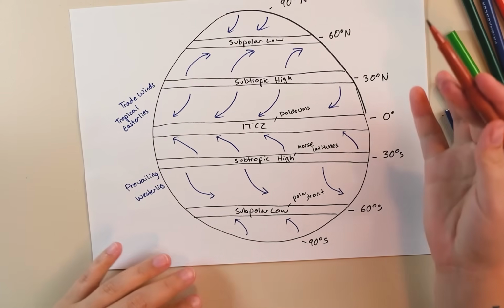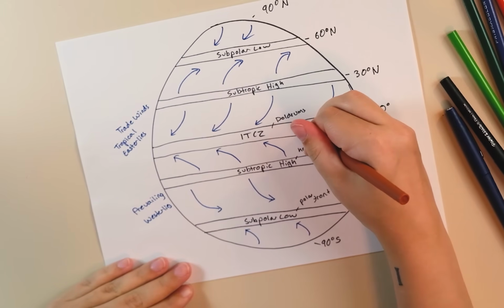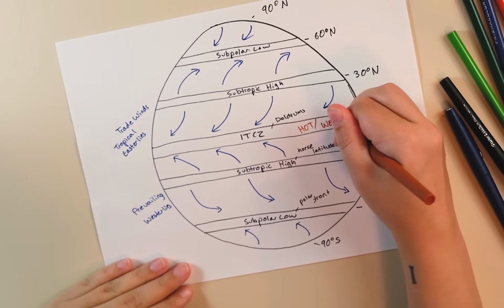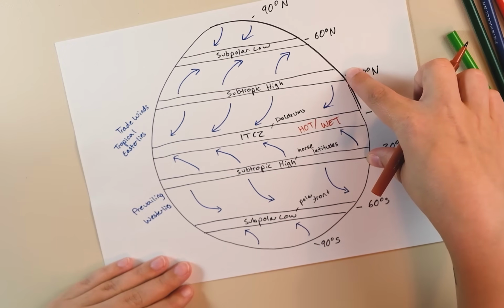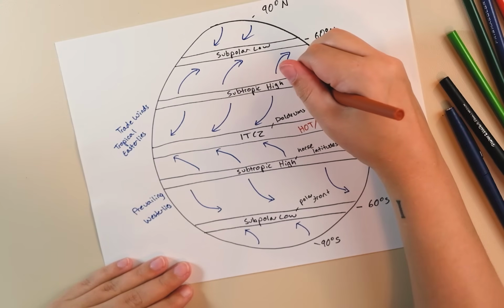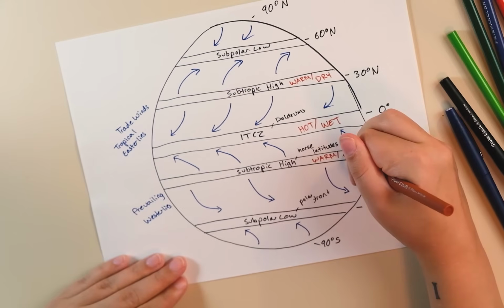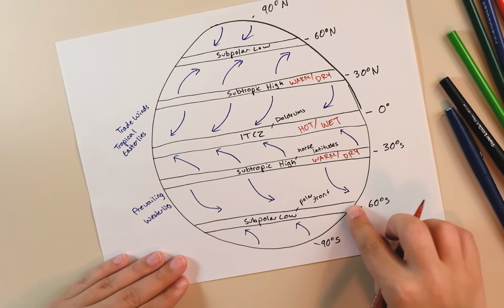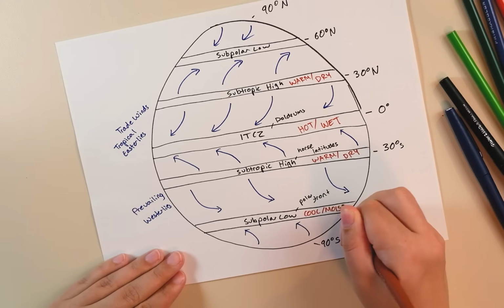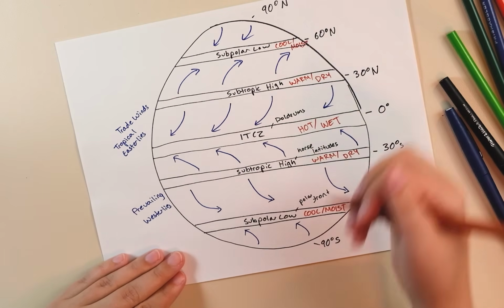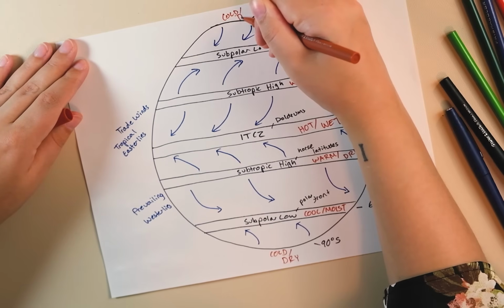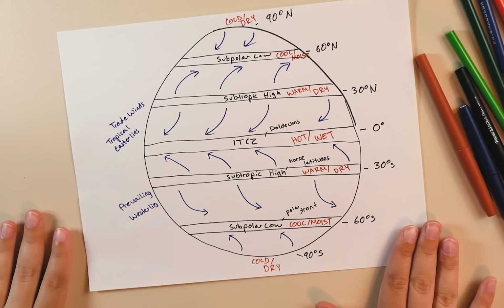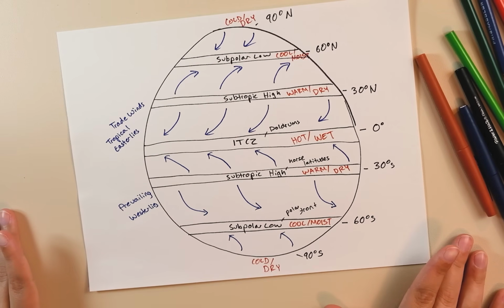This essentially means around the equator, it is going to be hot and wet, which basically means high precipitation. At 30 degrees north-south, it will be warm and dry, high evaporation. Around 60 degrees, it'll be cool and moist. And at the poles, it will be cold and dry. And this is a very high-level look at atmospheric circulation.